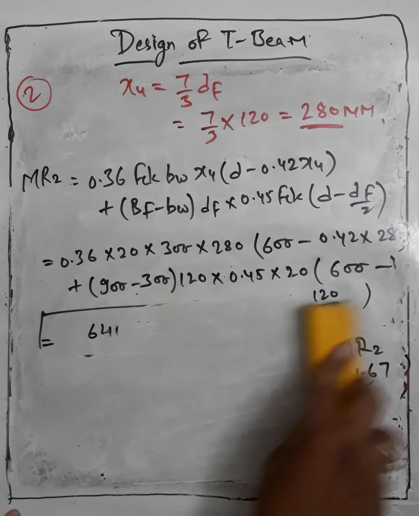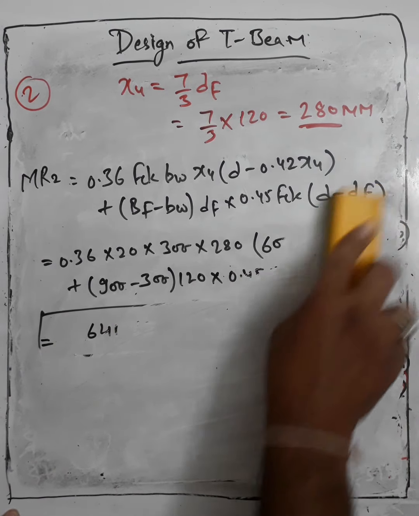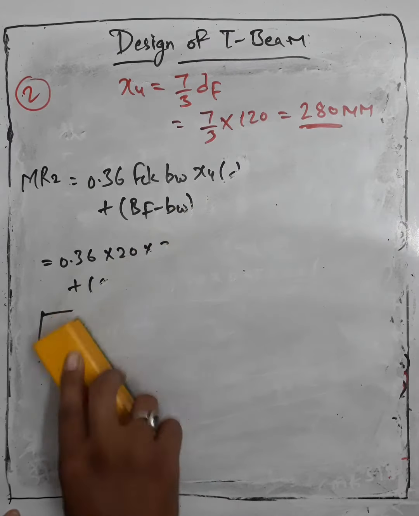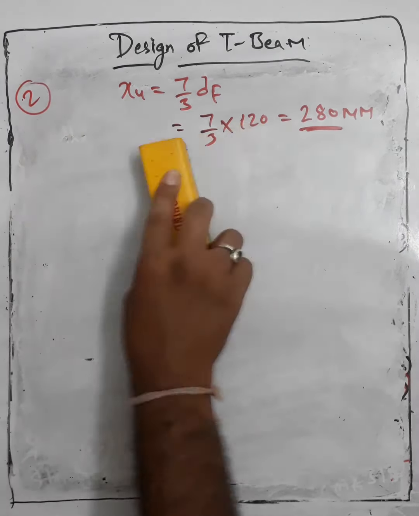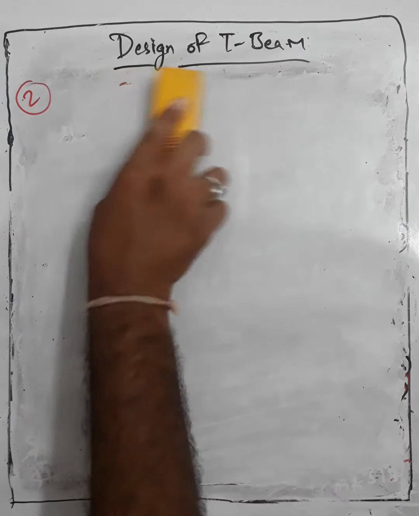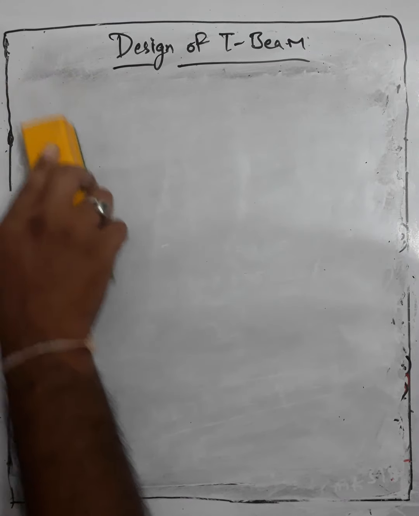So here we find MU limit also. Otherwise, if you don't want to find the MU limit, then you don't have to. But here I find it because I want all the steps which we use in the design of a flanged beam.